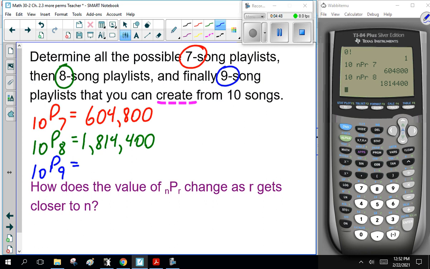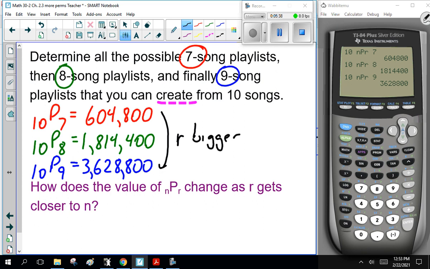9. Like I said, you can scroll up, copy the answer, enter, and edit it. Go back, and we can make that a 9. And notice that's a lot less work. 3,628,800. So notice, the math isn't bad, and I don't expect you to use the formula. So, how does the value of nPr change as r gets closer to n? Well, what happens as r gets bigger? So I'm willing to bet 10P10 is even bigger. I'm not going to prove that because I'm getting lazy.